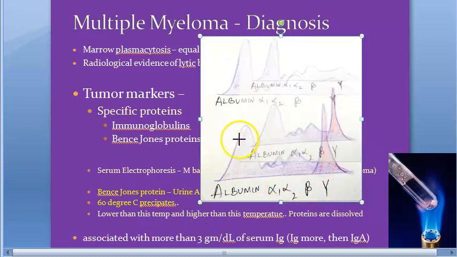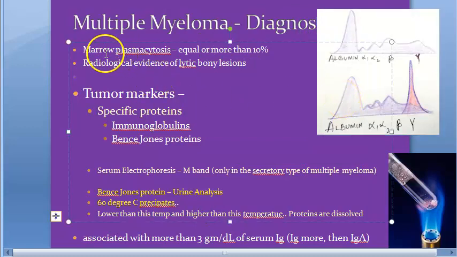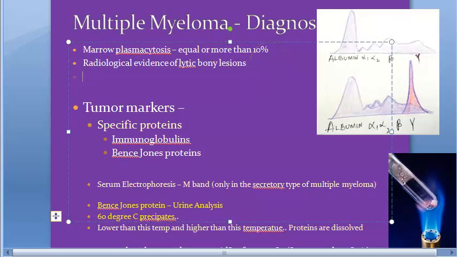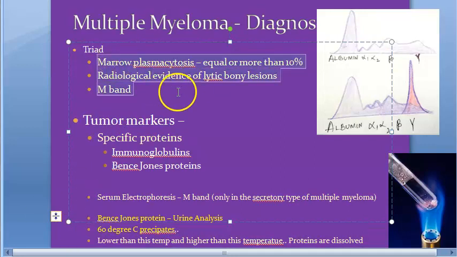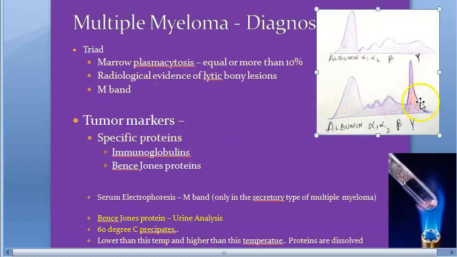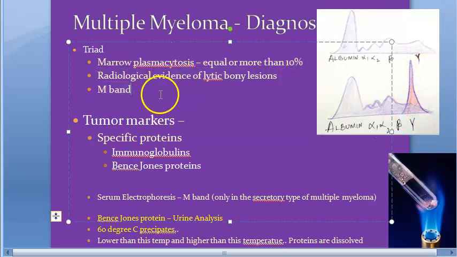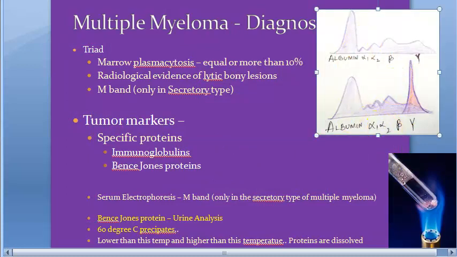So basically there are three features in multiple myeloma. The three features are marrow plasmacytosis, radiologic evidence of lytic bones, and M-band, right? So this is the triad. M-band will be in urine, serum, wherever you want. You can say this is the serum electrophoresis showing the M-band. If M-band is not there, then at least the other two can be there, okay? M-band only in secretory type it will be there, okay? Then, this is the serum electrophoresis. Draw this diagram to get more marks.